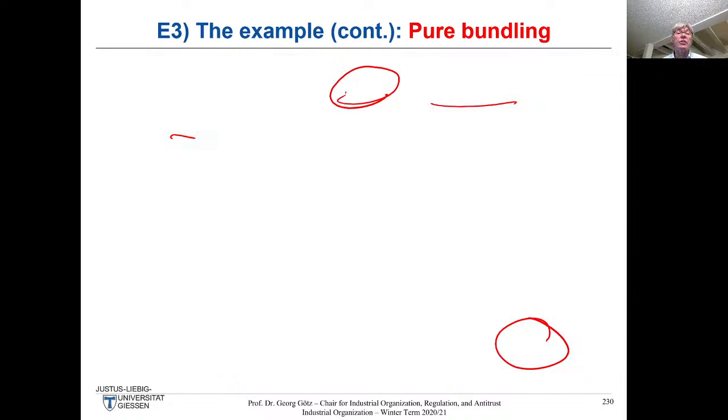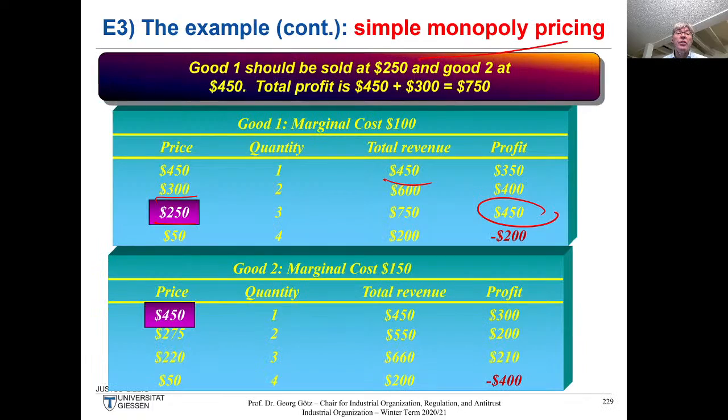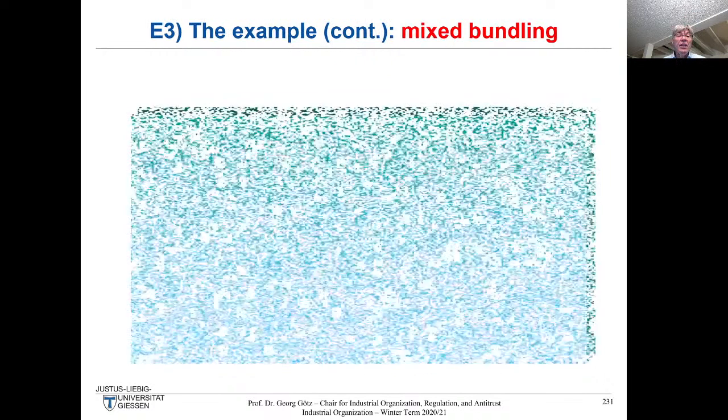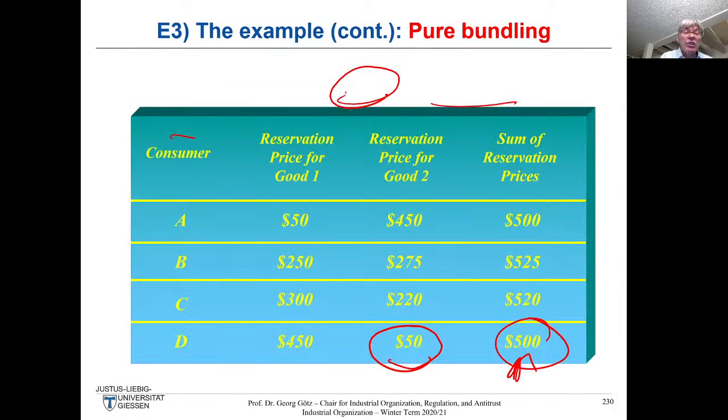What was previously the profit? And here you had only 750. So this is quite an increase in profit. But what you already see here, and that's why I like this example, when selling this bundle you sold the product to consumer D, even though this product 2 has a cost of 150. Okay, and this product has a cost of 100, and still you sell it.